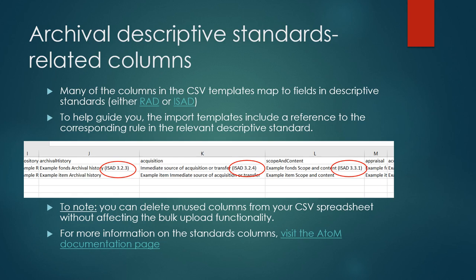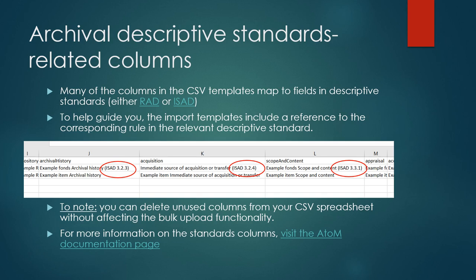Archival descriptive standards, like the standards related columns. Many of the columns in the CSV templates map to fields in descriptive standards, so either the rules for archival description or the international standard of archival description. And so those are what a lot of the fields are. Some of the fields are purely functional for the database or for the software to be able to import your bulk upload properly. But then the rest of these are sort of archival descriptive standards related.